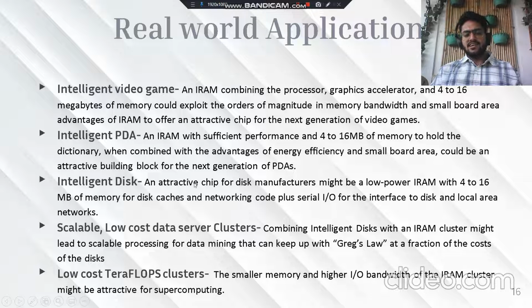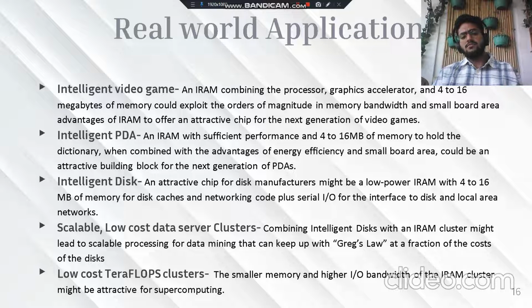Third, intelligent disk. An attractive chip for disk manufacturers might be a lower power IRAM with 4 to 16 MB of memory for disk caches, networking code, plus serial input output for the interface to disk and local area network. Basically, intelligent disk means a disk which manages everything on its own and has at least 4 to 16 MB of memory for disk caches and networking code. It should work on serial input interfaces and obviously the local area network.